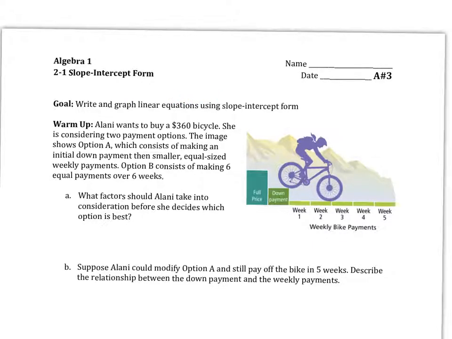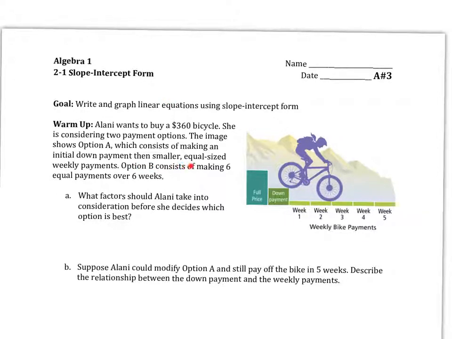Now, your job is not to find out how much she has to pay. That's not our job. We're not solving anything. All you're going to consider right now is what factors Alani should take into consideration before she decides which of the two options to choose.